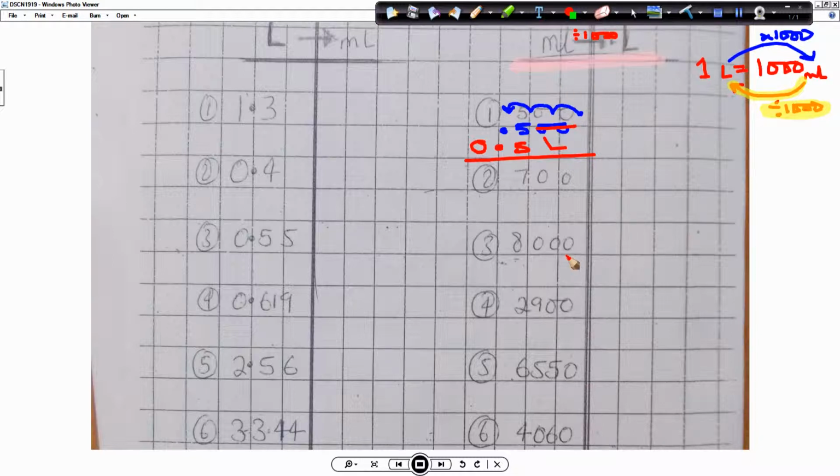Okay, let's have a look at question number 3. Question number 3 is really hard. Question number 3, we got 8,000 milliliters. We divided by 1,000. So if we got zeros in the number at the end, how many zeros do we remove? How many do we remove? 3. Do we have 3? Yes. What do we do? Take them off. So what's the final answer? 8 liters. Not 8 on its own. 8 liters.